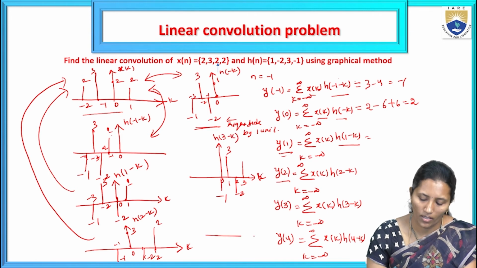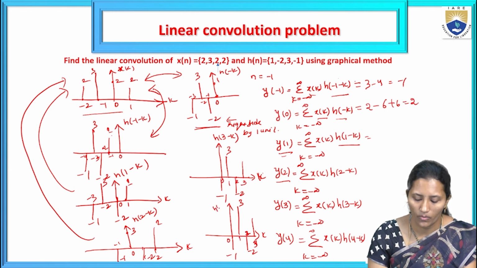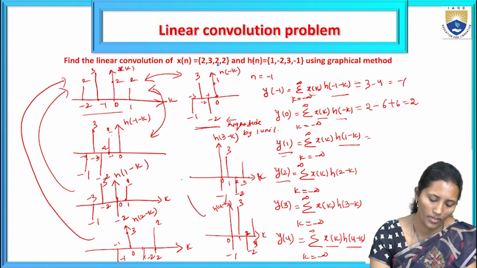And h of 4 minus k is, shift this one, 4, minus 2, 3, minus 1. So 4, 3, 2, 1, 0. So this is h of 4 minus k. To get the y of 4, we have to multiply h of 4 minus k with the x of k. These two will be multiplied.